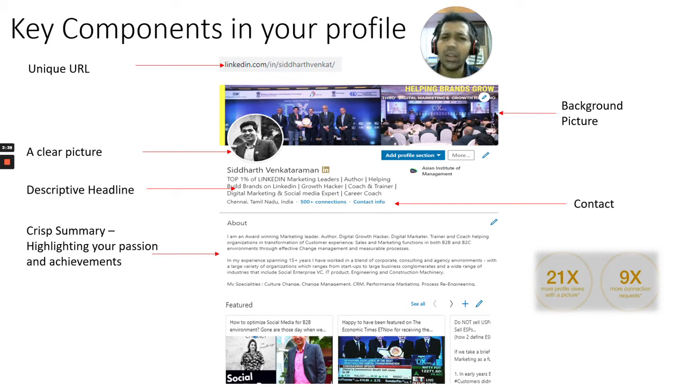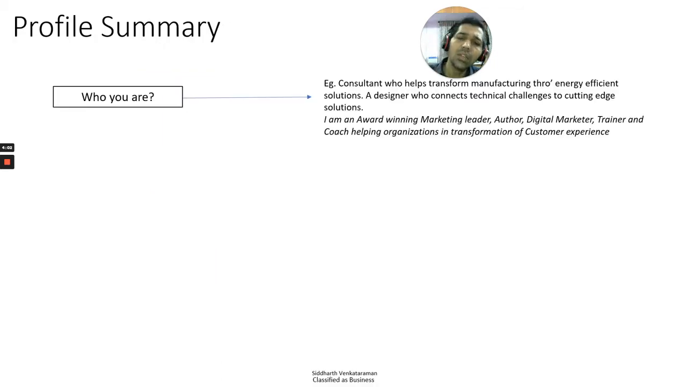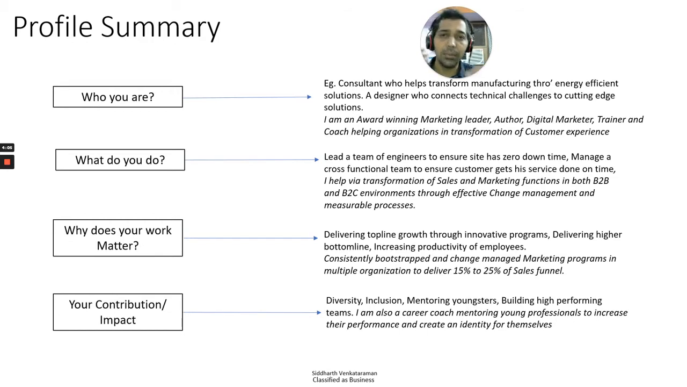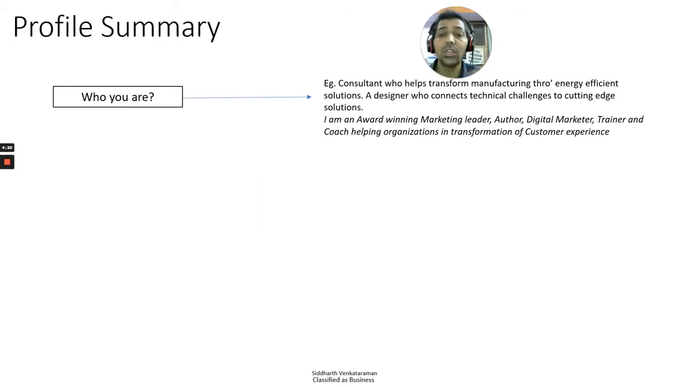There are a variety of ways in which you can construct your summary, but I am going to take you through a very simple but very effective structure, which will help you make a summary which will be a killer. It will just become a lead magnet for you. So that's what I'm going to look at right now. Basically, the summary can be structured into four components. In terms of the content structure, you can structure it into four paragraphs. The first one you need to start with is who you are.